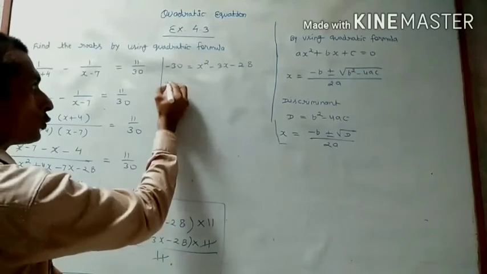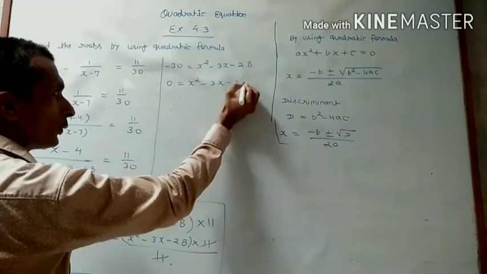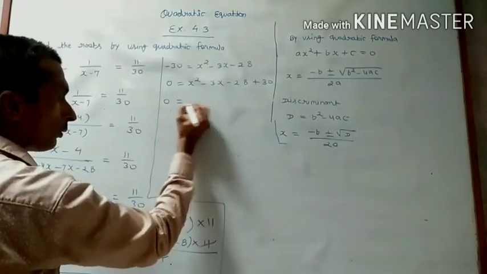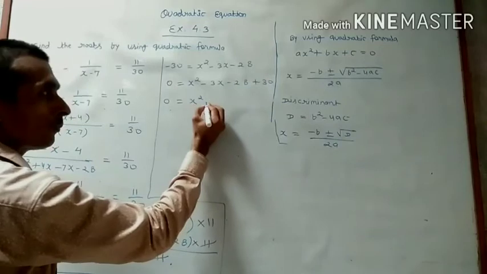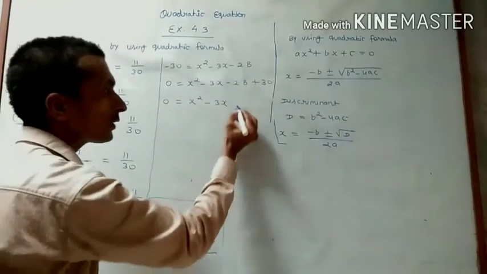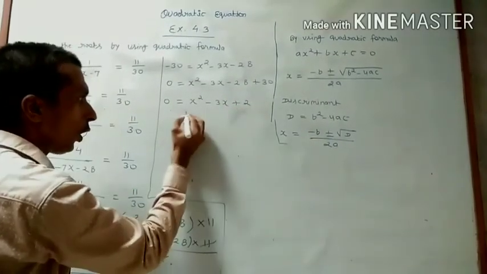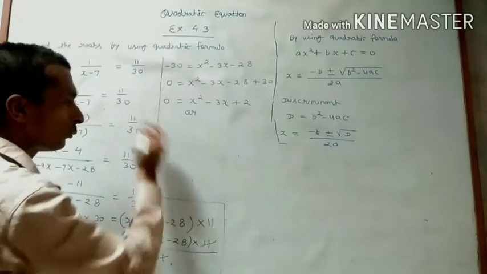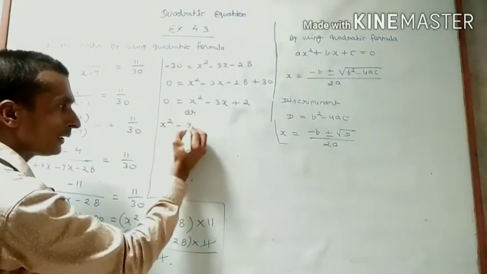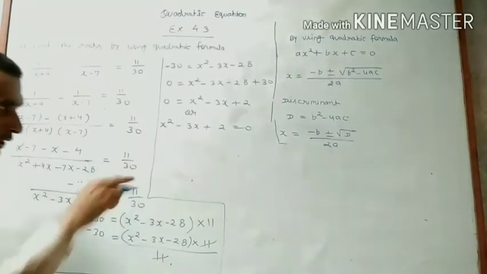Okay, so 0 equal to x square minus 3x minus 28 plus 30. After solving you will get x square minus 3x, and 30 minus 28 is 2, and the bigger number is positive, so plus 2. Or you can write this step by moving to the LHS side: x square minus 3x plus 2 equal to 0. So this is the quadratic equation.